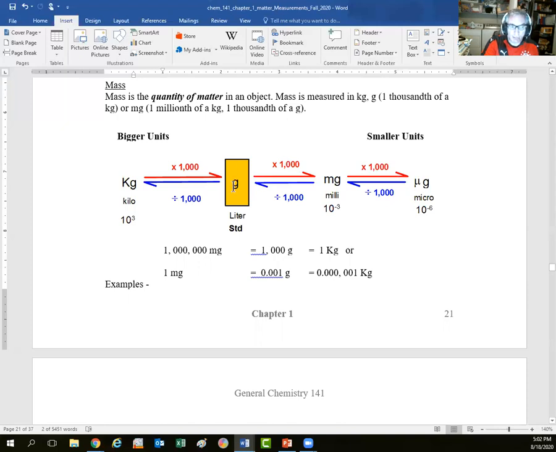So start with a smaller unit, you're going to get a smaller answer. Start with a bigger unit, you're going to get a bigger answer. And all of our conversion factors are 1,000 at a time. Makes it nice and simple.